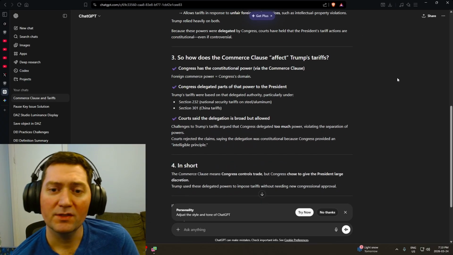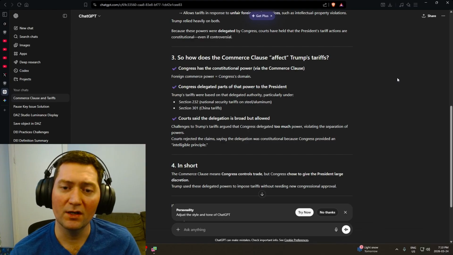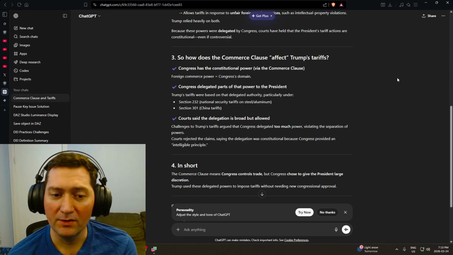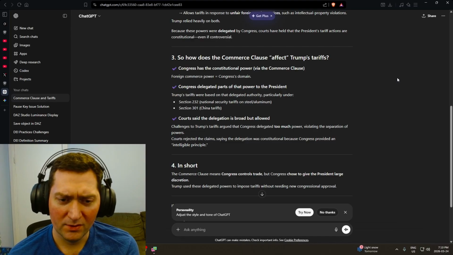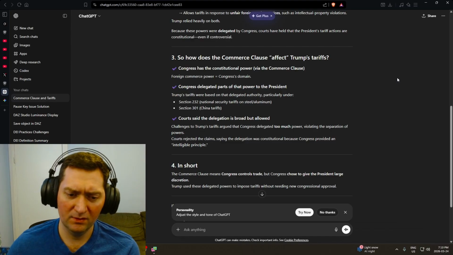So how does the Commerce Clause affect Trump's tariffs? Congress has the constitutional power. Congress delegated parts of that power to the president. Courts said the delegation is broad but allowed.